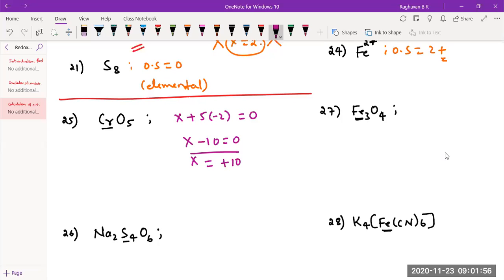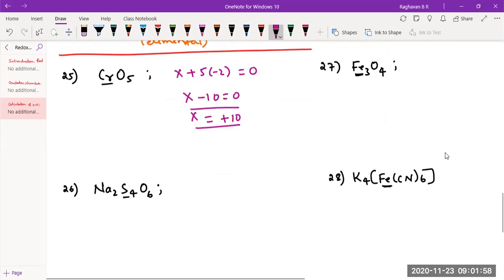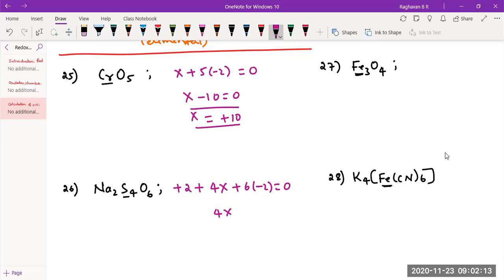Okay. What is the oxidation state of sulfur in this? So 4x plus 6 into minus 2 is equal to 0. This will be minus 12. Sorry, plus 10, minus 10 is equal to 0. So what will be X? 5 by 2, sir. So X is equal to 5 by 2.